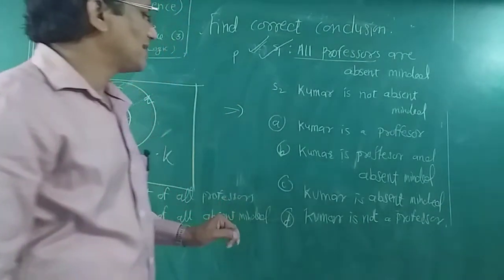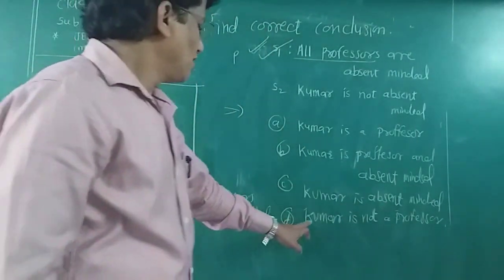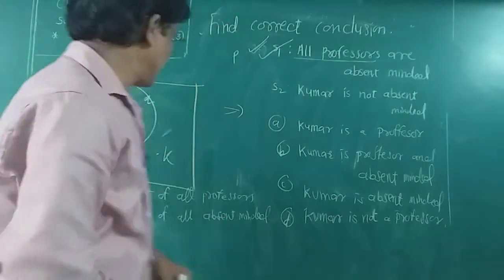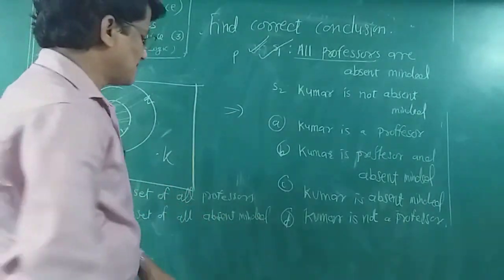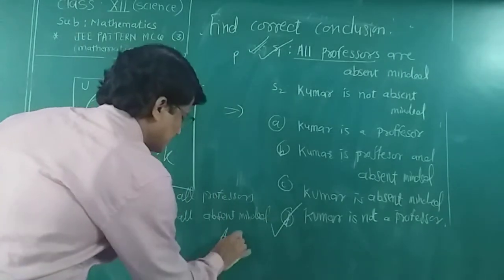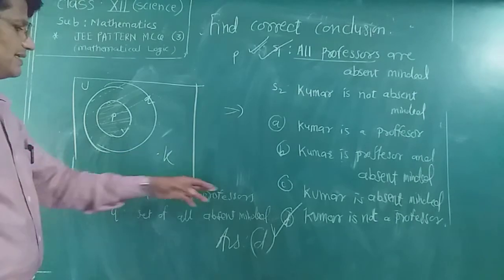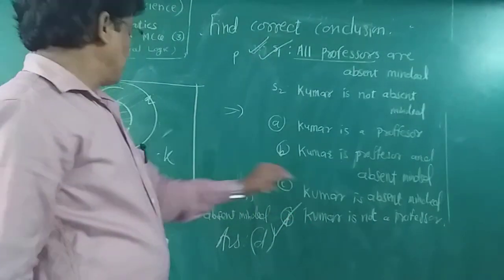So the correct answer is here. The last option: Kumar is not a professor. This is our correct answer, option number D. So the answer is only D, because D gives us that Kumar is not a professor.